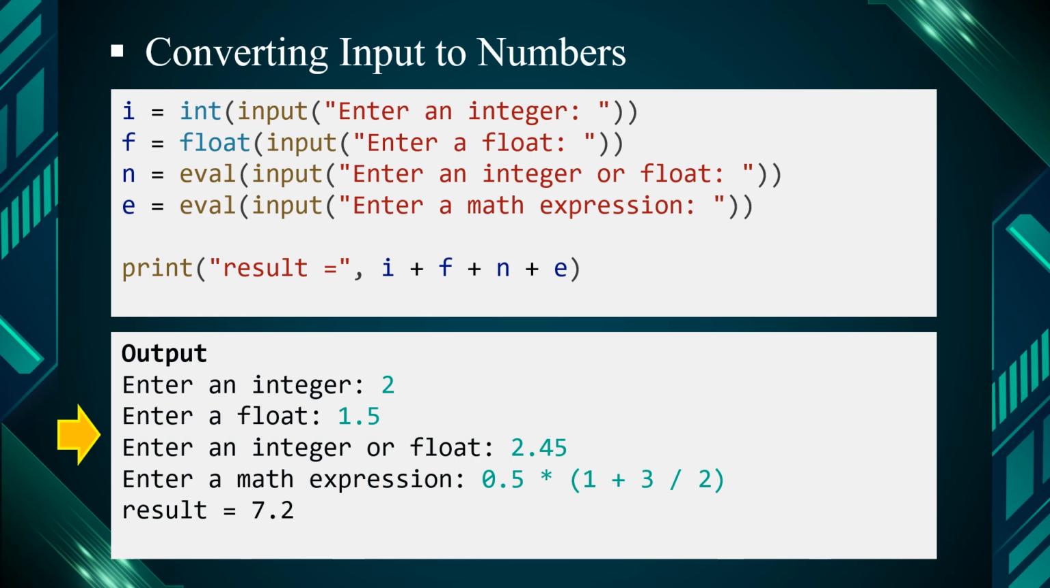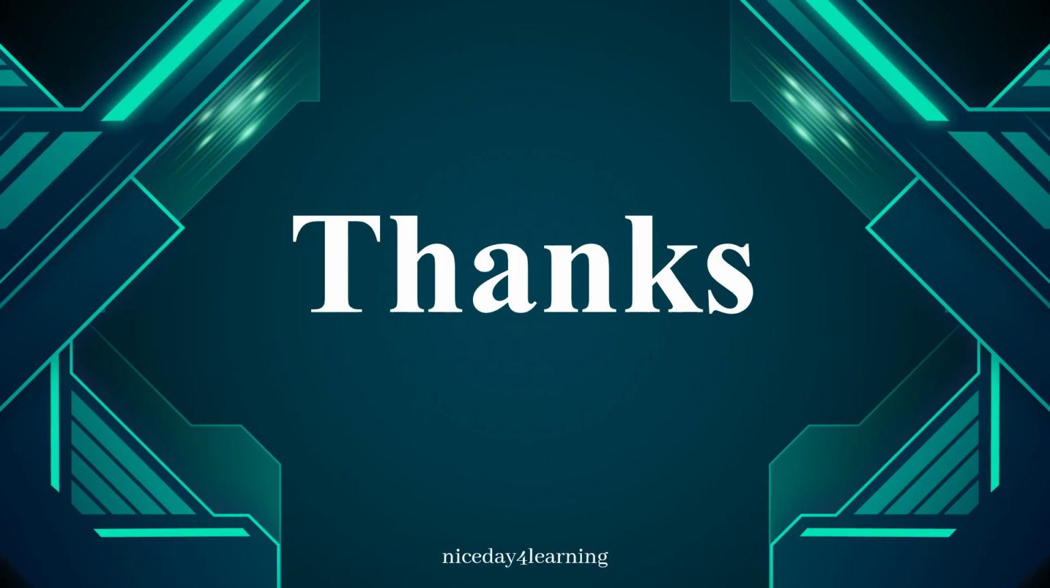The inputs 2, 1.5, 2.45, and the evaluated expression 0.5 * 1 + 3/2, which equals 1.25, are summed up to give 7.2. What you have learned today are the fundamental concepts that form the backbone of Python programming.